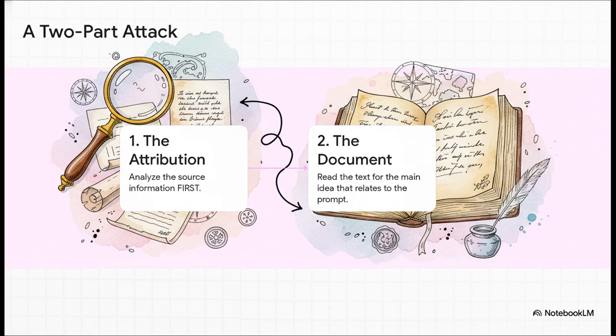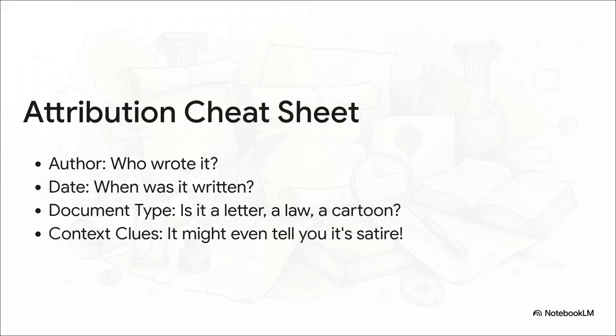Step 1, you analyze the attribution. That's that little bit of text right before the document. Then, and only then, do you actually read the document itself. And when you do, you have one job: find the main idea. This is why we read the attribution first.